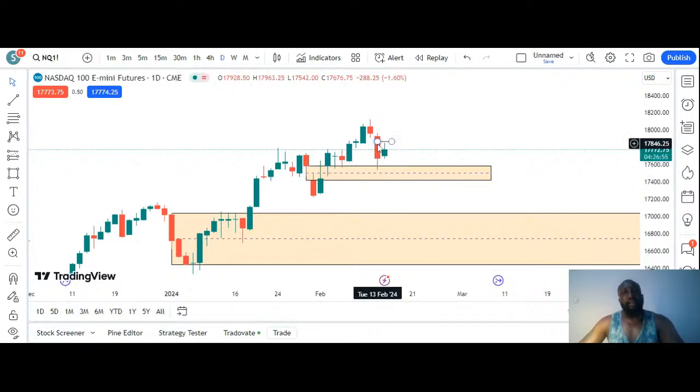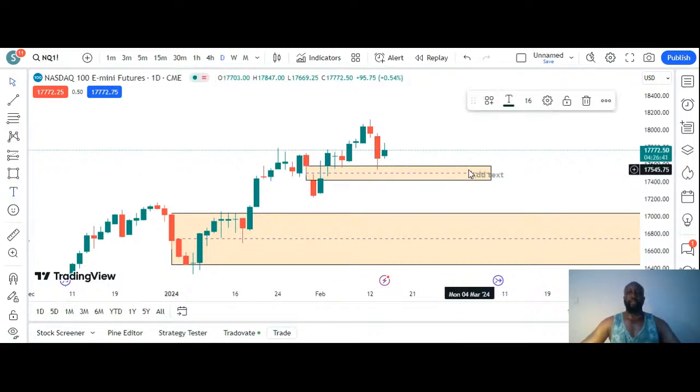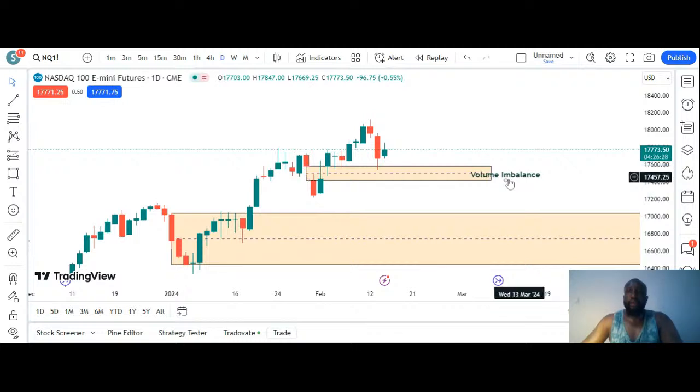So as soon as the price is going down, you see this bearish candle there, guys. What do you take note of? You see that the price went down all the way to our volume imbalance. So I'm going to label this. This is our volume imbalance here.